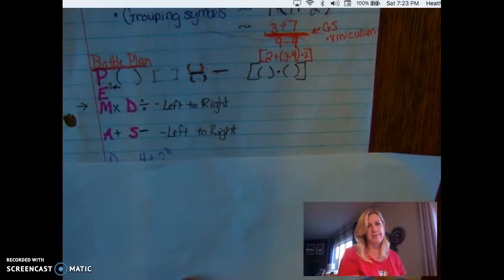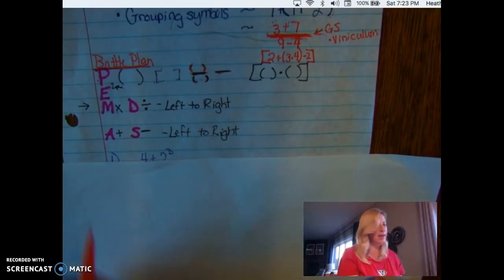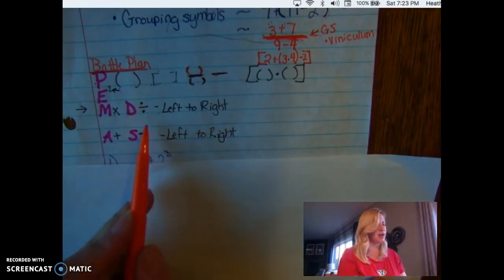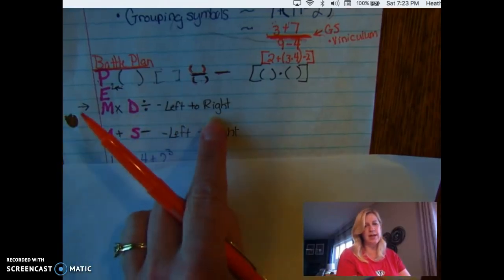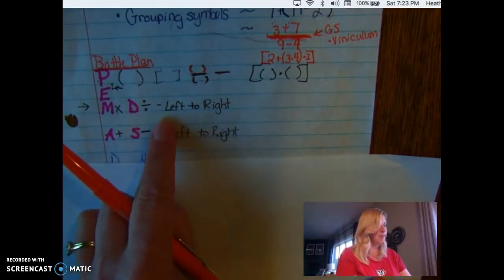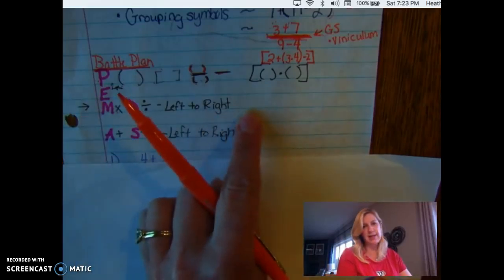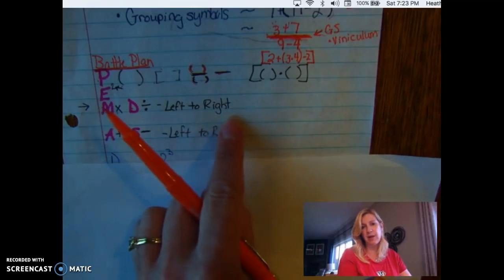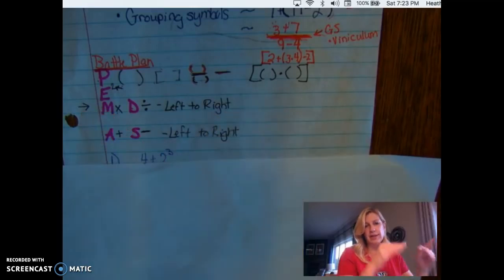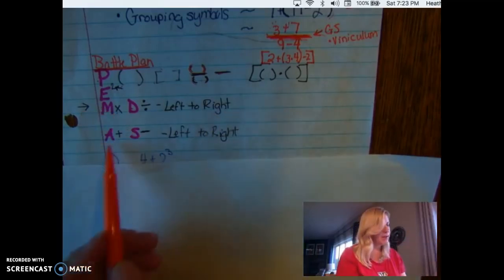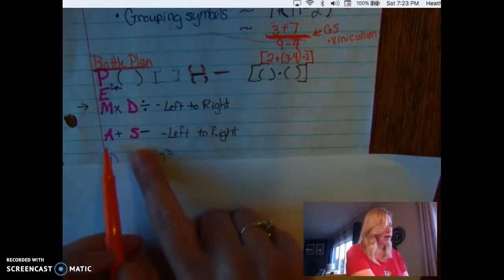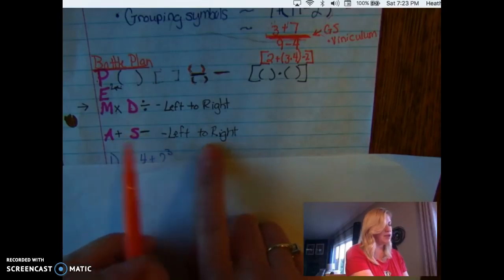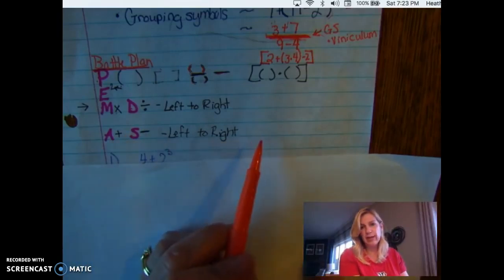exponents yesterday. And then we do multiplication and division. And that just goes left to right. Since we read left to right, if you see a division sign first, then a multiplication sign, that's okay. They have the same amount of power. They are on the same level. Same thing with addition and subtraction. If you see a subtraction sign before, to the left of an addition sign, just read the whole thing left to right.